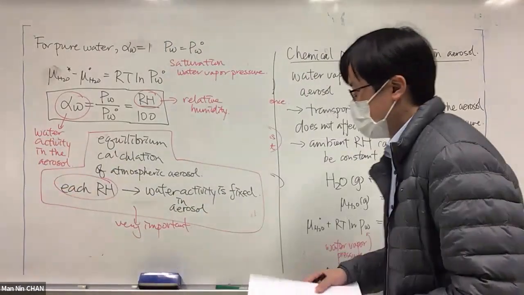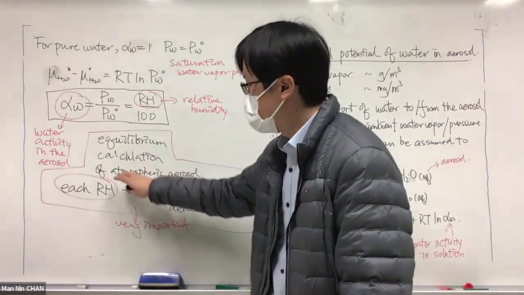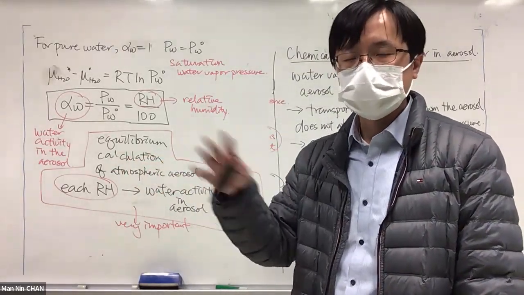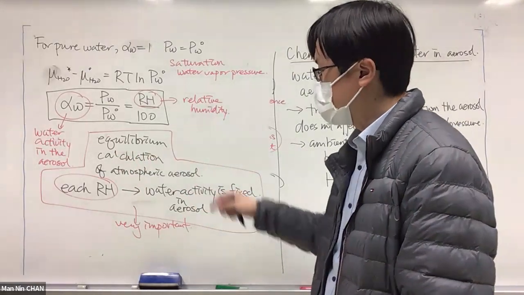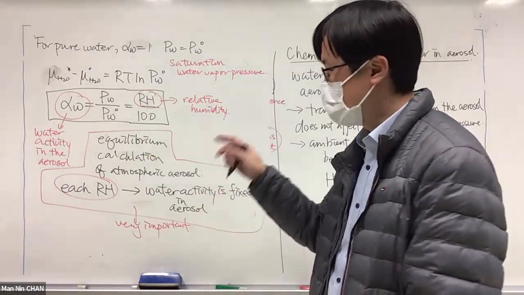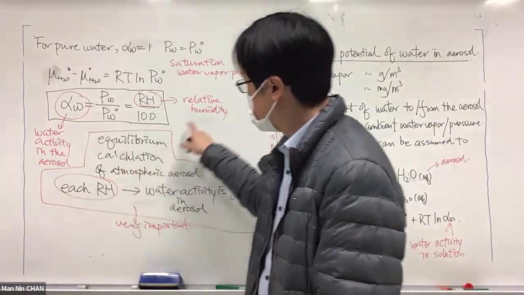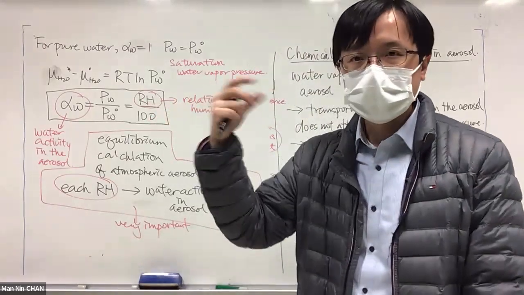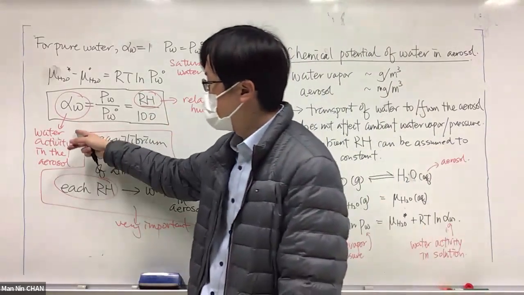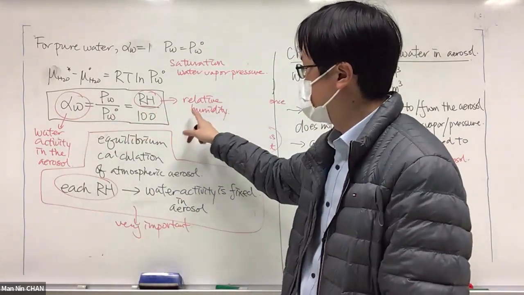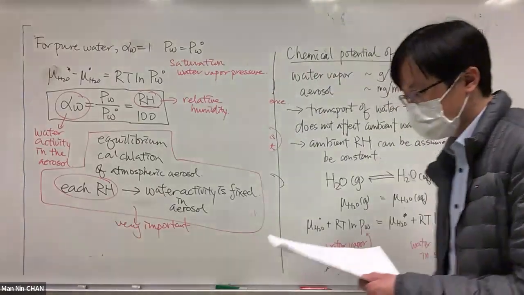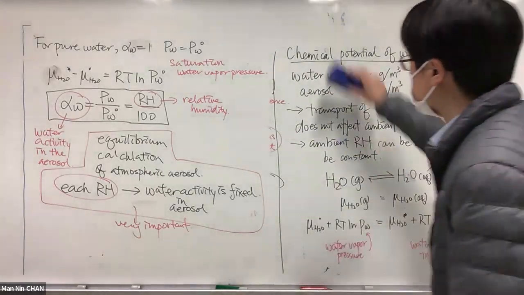One thing here is just to give you some more ideas. Now you can see if you know the relative humidity, you will also know the water activity in the aerosol. This will be very important, especially for those who run model simulations for aerosol thermodynamics or water uptake, because you have this constraint. If you set the relative humidity, that means your model output, your water activity, has to be equal to your relative humidity. So this is fixed, and that's why it's important.